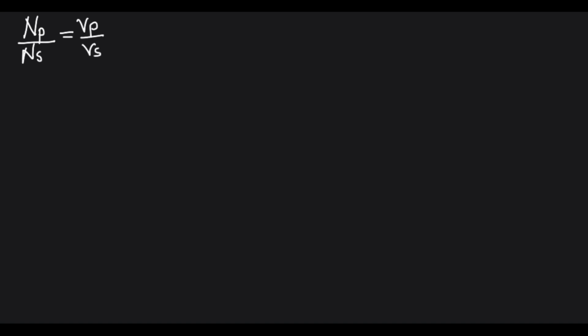Then the second equation is the power. Power input, which is power on the primary coil, must be equal to power on the secondary coil. And we know that power is equal to voltage times current. So if we substitute here, we are going to have voltage on the primary coil times the current on the primary coil is equal to voltage on the secondary coil times the current on the secondary coil.